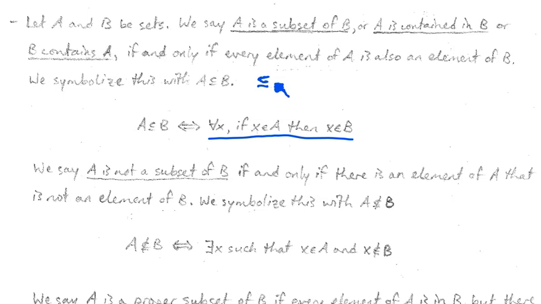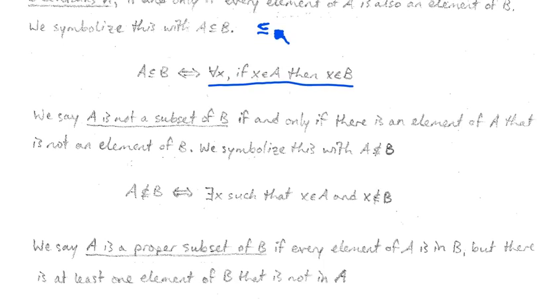The symbol for saying that something is not a subset of something else, well, we draw that same lowercase c and then a horizontal line underneath it, but then we put a slash through it. And the quantified statement form of saying A is not a subset of B is that there exists an x such that x is in A and x is not in B.